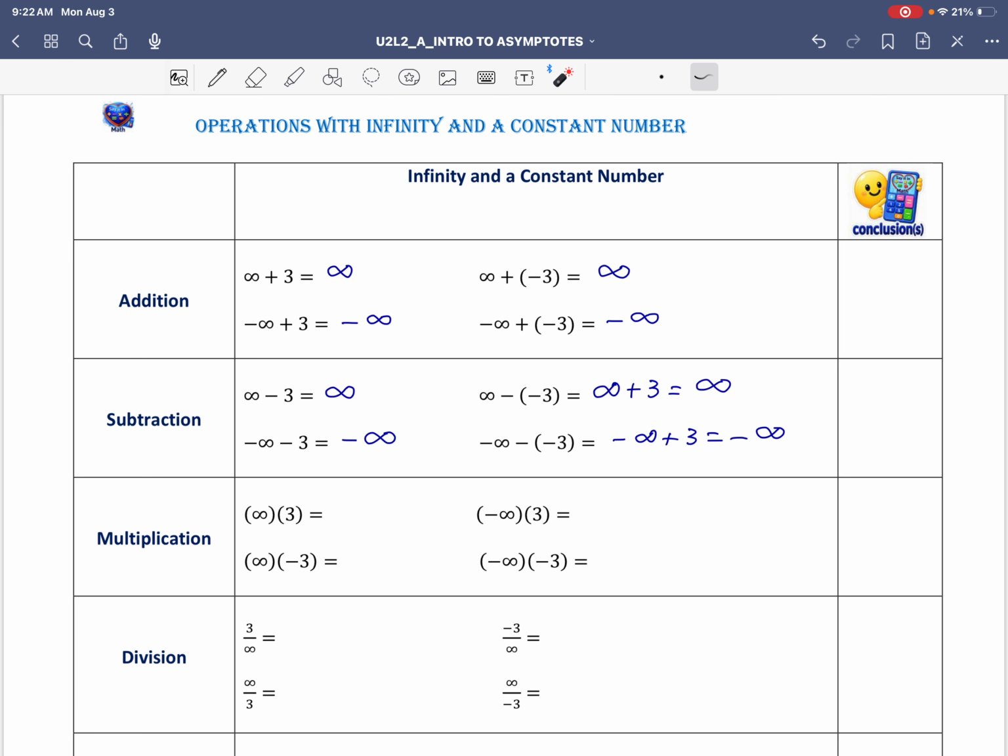Now, if you multiply an extremely large number by 3, that will give an extremely large number, infinity. Negative infinity times 3, that will give an extremely large number and negative because of this negative sign. Infinity times negative 3, that would be a very large number, but now it will have a negative symbol because the signs are multiplied the exact same way as in numerical examples or expressions. And negative infinity times negative 3 will be a positive infinity.